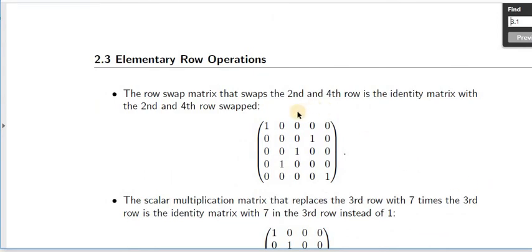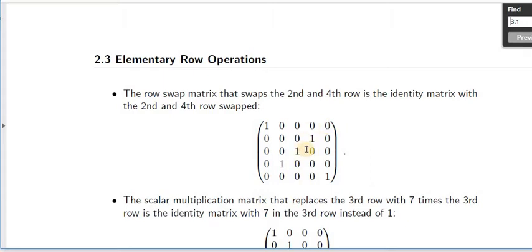Look at this matrix here. Now, it's not quite the identity matrix. The identity matrix would have 1s down the diagonal. But notice here that instead of the 1 being here, it's down here. And instead of this one being here, it's up here. So in fact, the second and the fourth row of the identity matrix have been swapped. Now, if I multiply a matrix by this matrix on the left, then the matrix will have its second and fourth row exchanged.